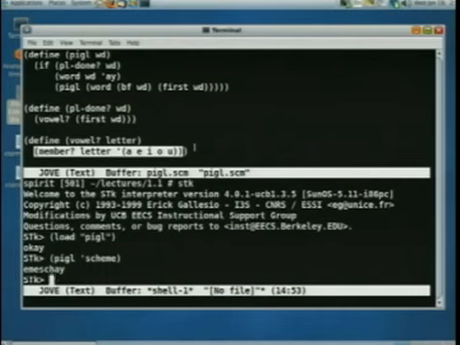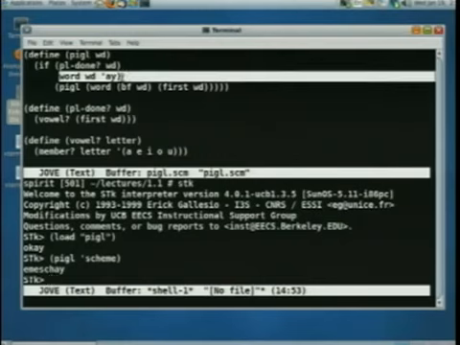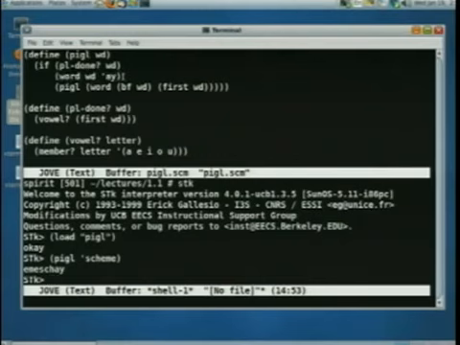If so, then it's a vowel. And so I take the word that I was given, and I add AY at the end. Otherwise, here's the fun part. I take all but the first letter, and then I stick the first letter after that.